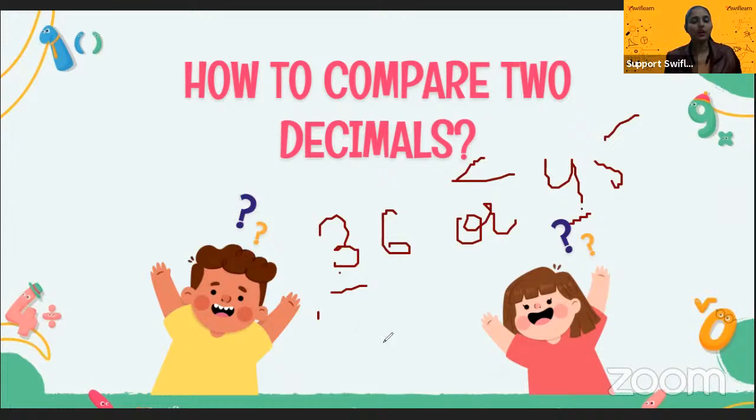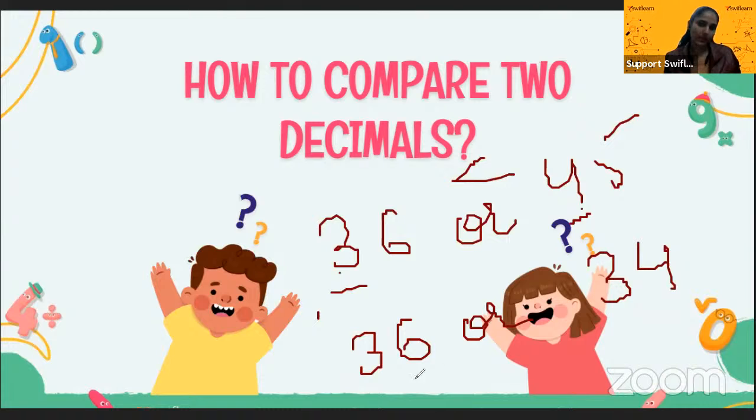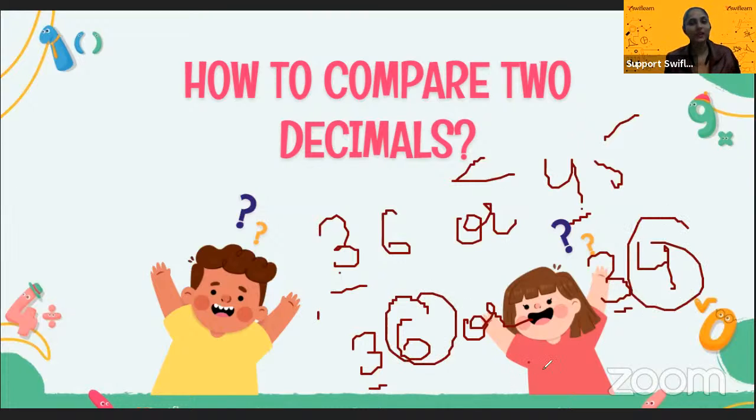One more thing you just need to remember. Let's suppose I have 36 and the other number is 34. Here the tens place is the same, but there is a difference at the unit place, or ones place. Whose ones place is bigger, that number is going to be bigger. It means 36 is bigger, right?